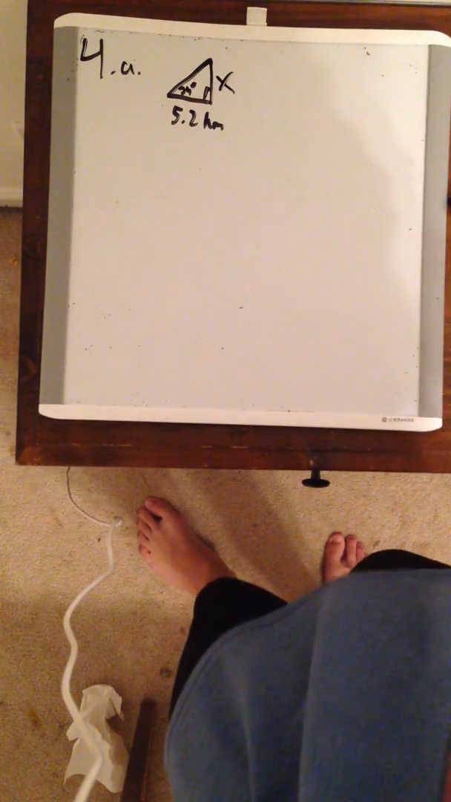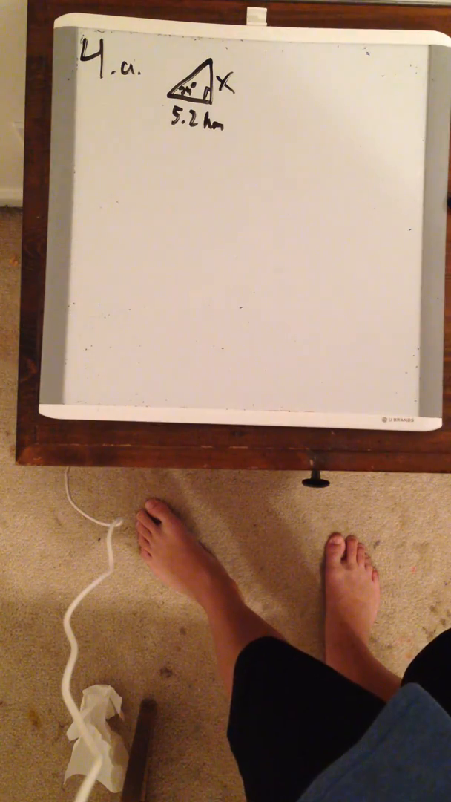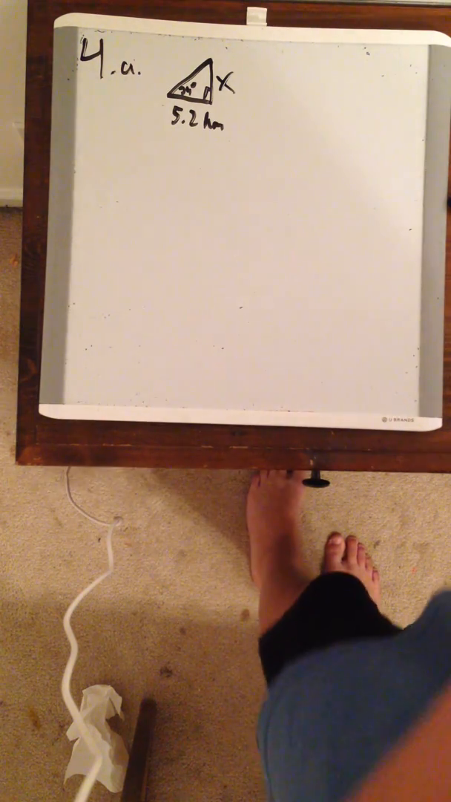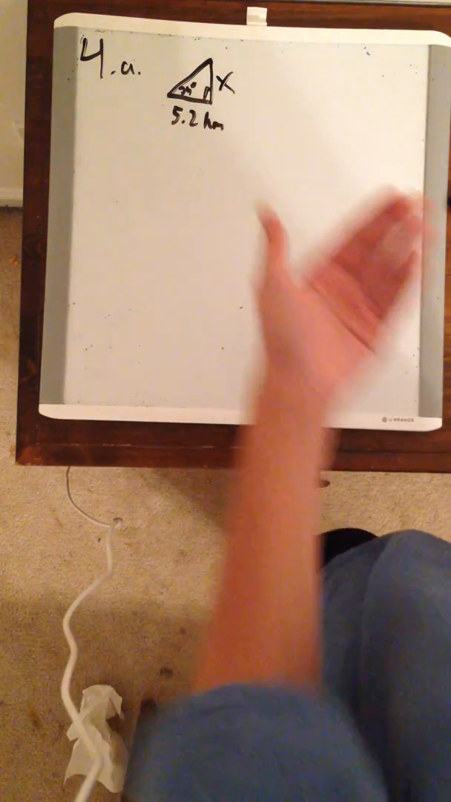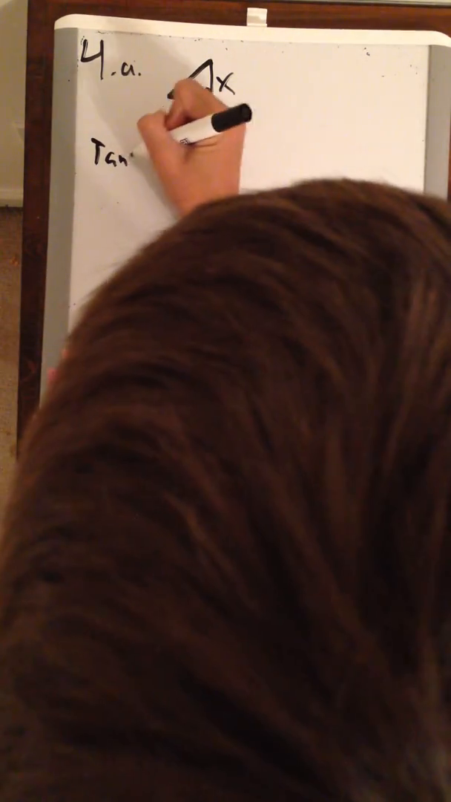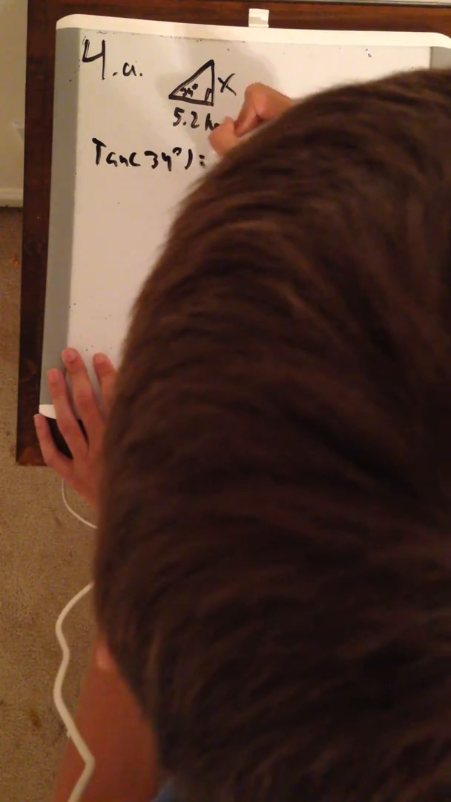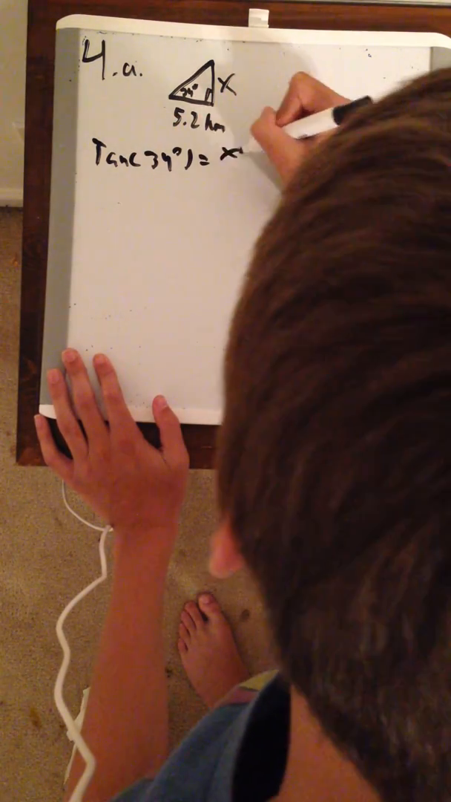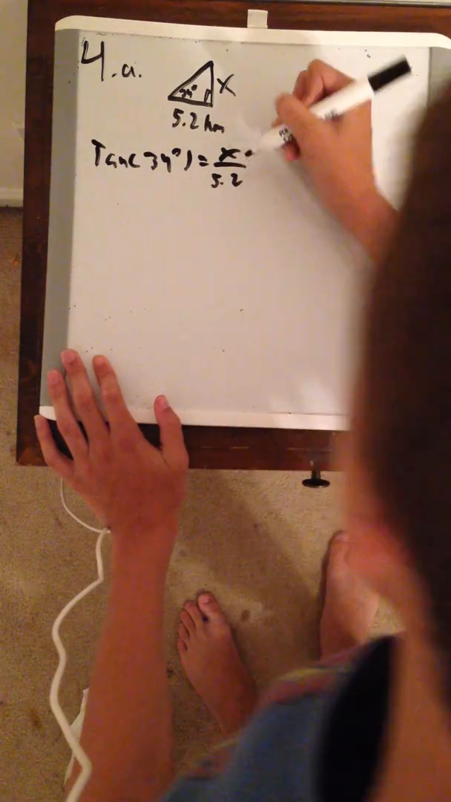That variable, what we need, will go right there. And we're going to use the trig function of tangent, because we have the angle, opposite, and adjacent, just like last time. So we'll do tangent, and this time we know the angle, so we'll do it a different way. Tangent of 34 degrees equals x over 5.2.